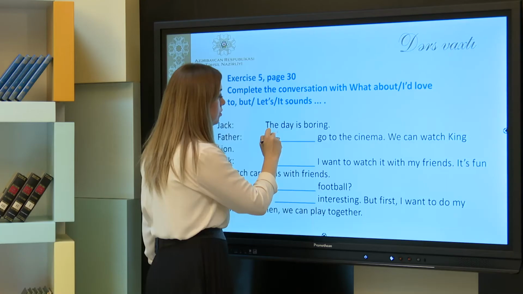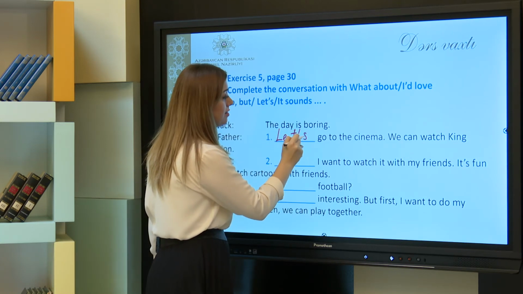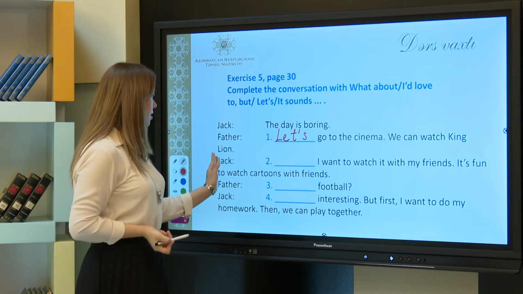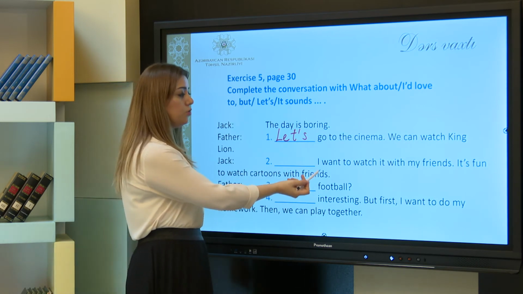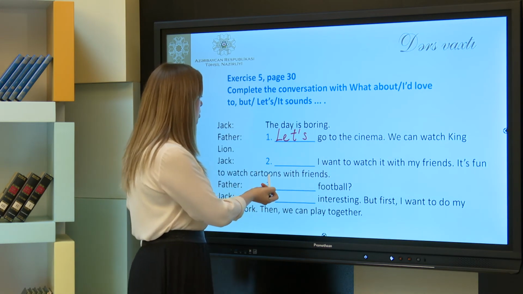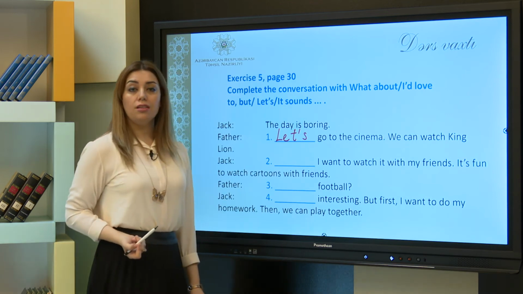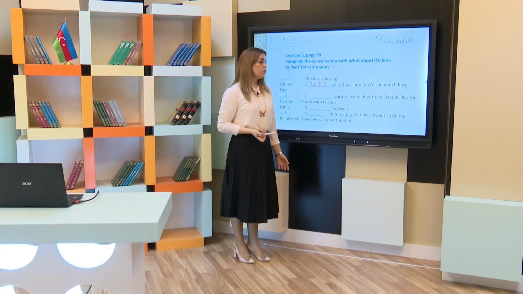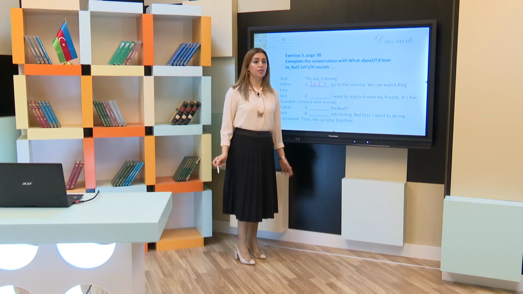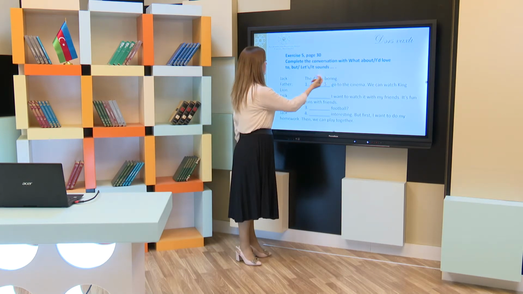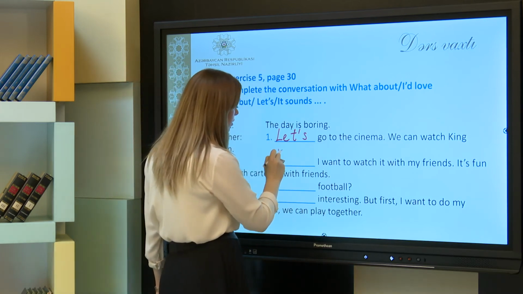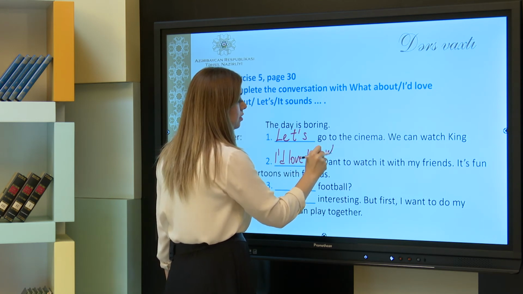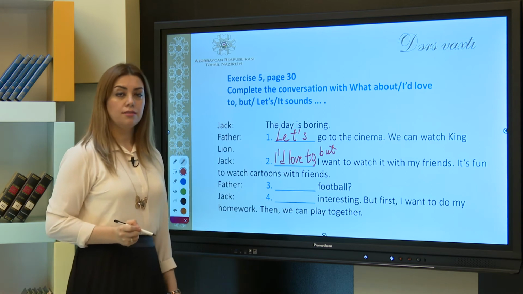Yes, let's go. Let's go to the cinema. We can watch King Lion. And Jack says something. I want to watch it with my friends. It's fun to watch cartoons with friends. So actually Jack says no, because he doesn't want to watch the movie with his father. He wants to watch it with his friends. So he will say no politely. He will say, I'd love to, but I want to watch it with my friends.